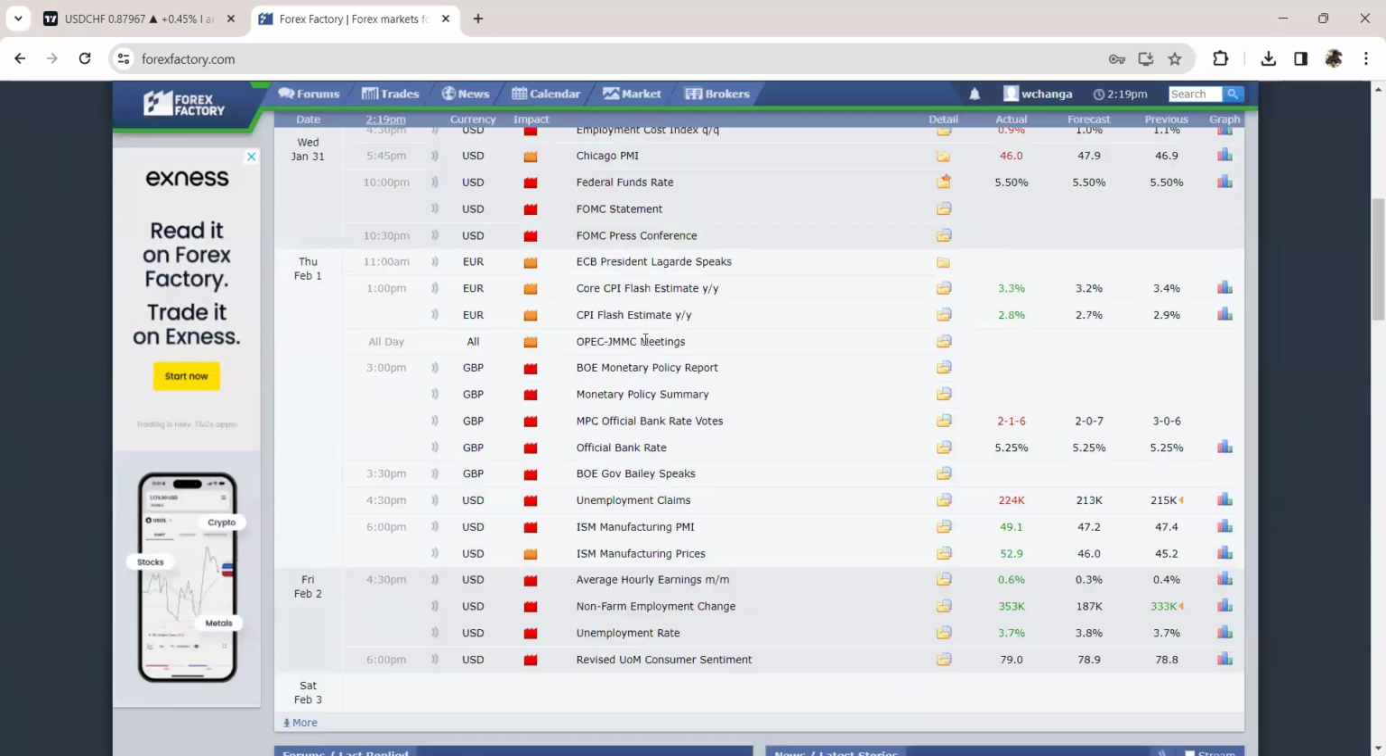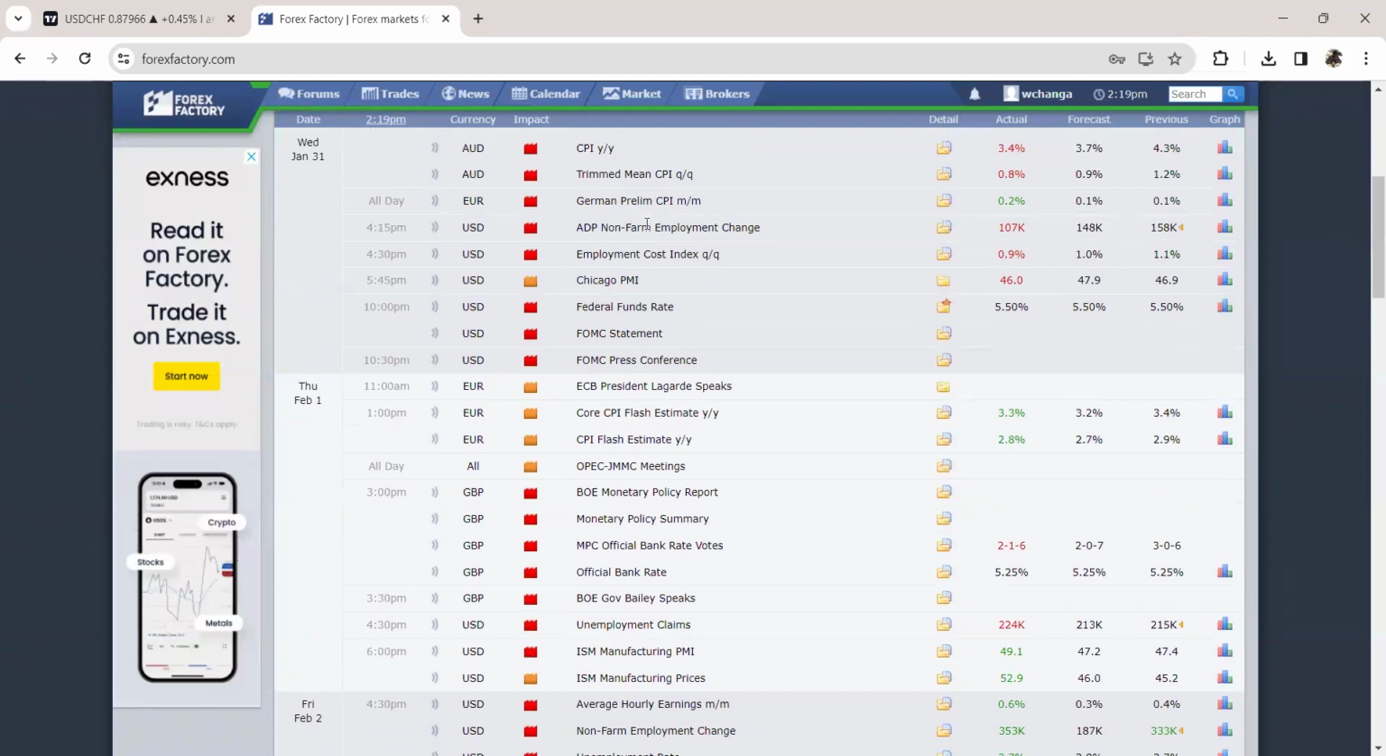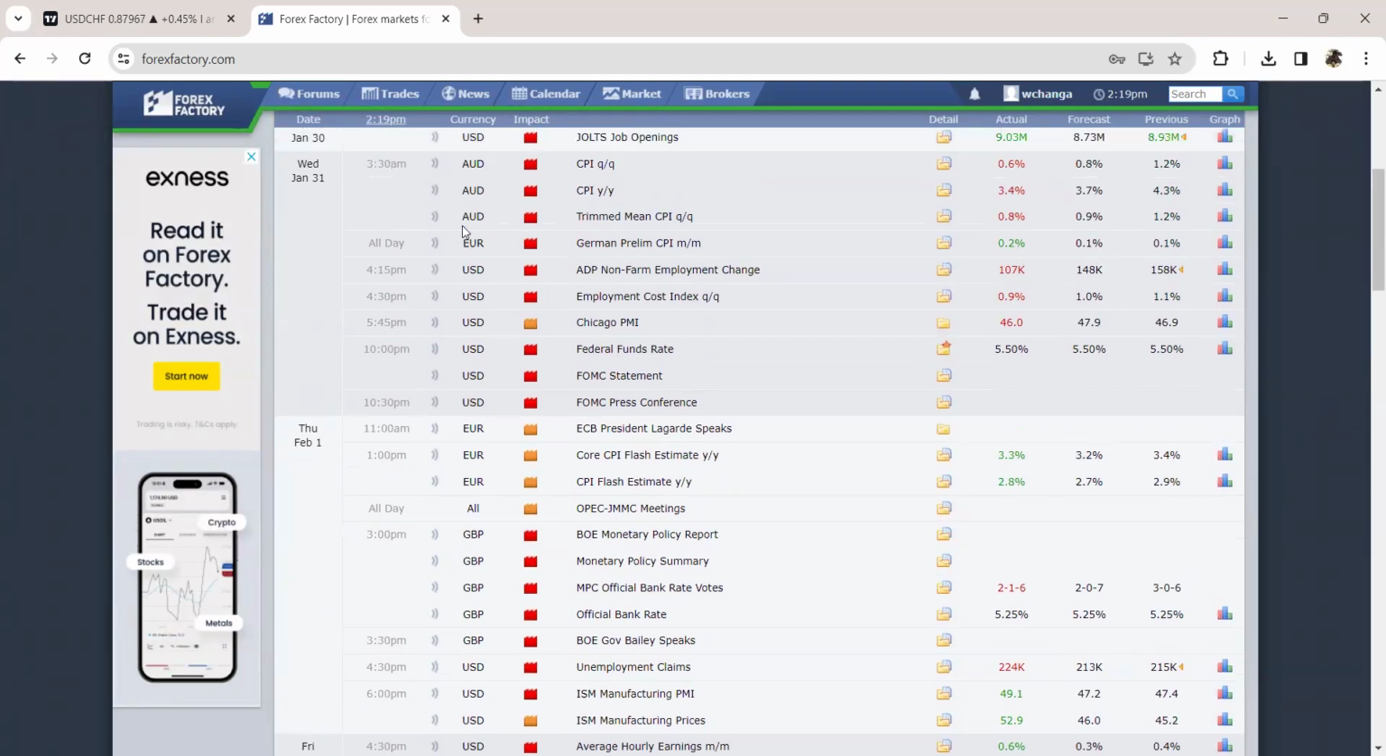So let's find where we had US dollar, negative, okay. So let's look at the date. When was this released? It was on Wednesday, January 31st. These two here, we can see then non-farm payroll, non-farm employment change, and the employment cost index. These two were negative. Even this Chicago PMI, all these three were negative. And look at the times. That's another important thing. Look at the time.